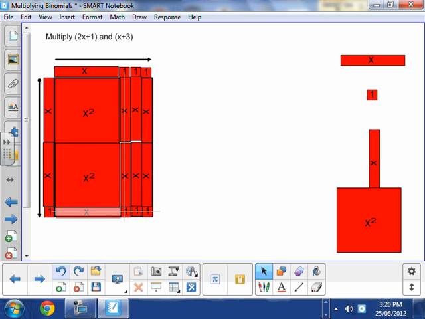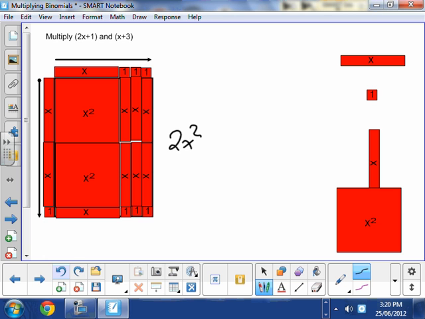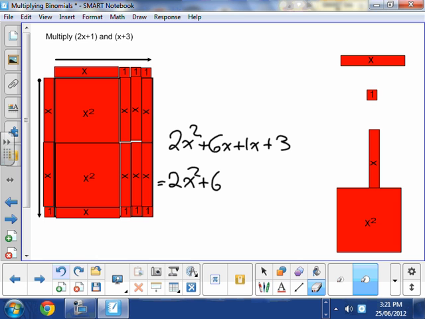Okay. So what is the area of this rectangle now? Let's count. How many x squared do I have? 2x squared. I have 2 squares, so it's 2x squared. How many long rectangles do I have? 7. 6 over here and 1 over there, right? So it's a 6x plus a 1x, plus 3 ones, correct? So the area is 2x squared plus 7x plus 3.